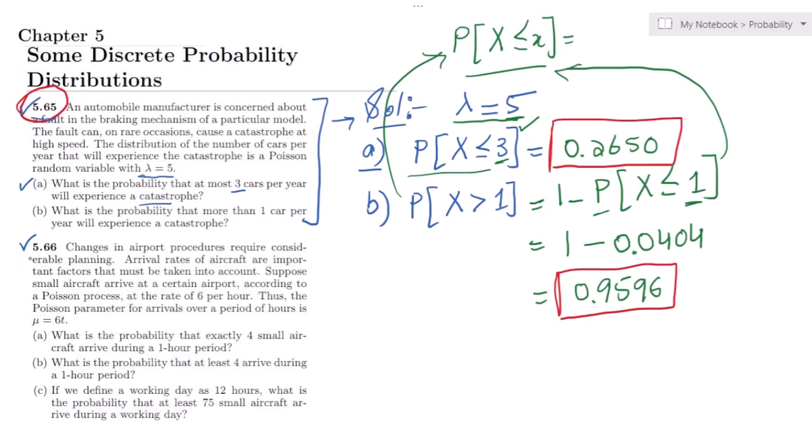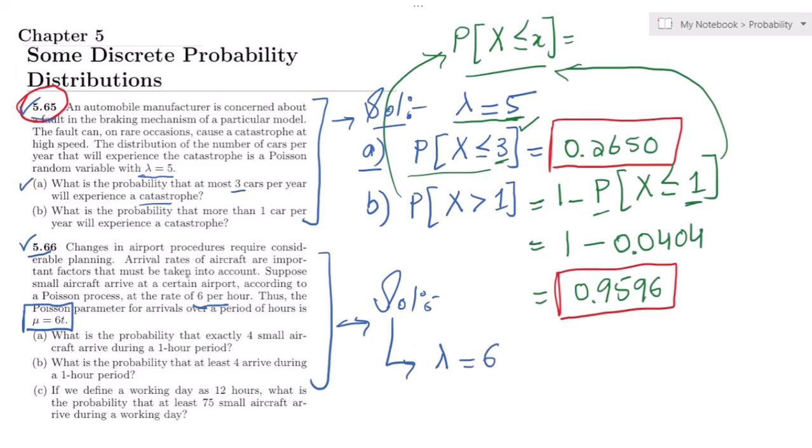Similarly, question 5.66 is a similar one, and the statement of that question is: changes in airport procedures require considerable planning. Arrival rates of aircraft are important factors that must be taken into account. Suppose small aircraft arrive at a certain airport according to a Poisson process at the rate of 6 per hour. So lambda is given. Thus the Poisson parameter for the arrivals over a period of t hours is mu equal to 6t. Here lambda is what?